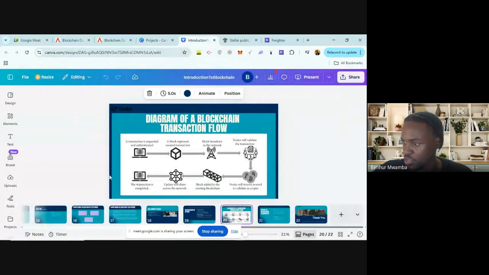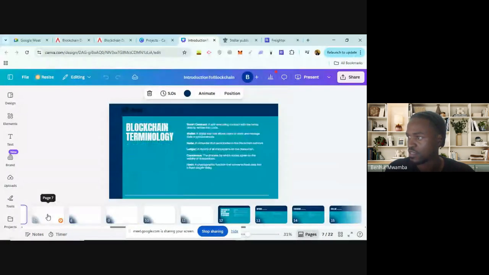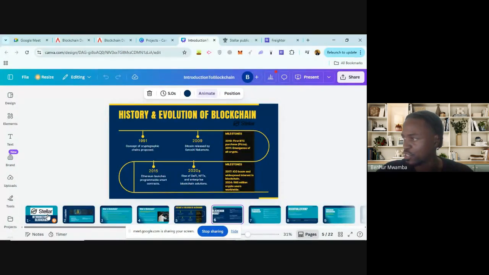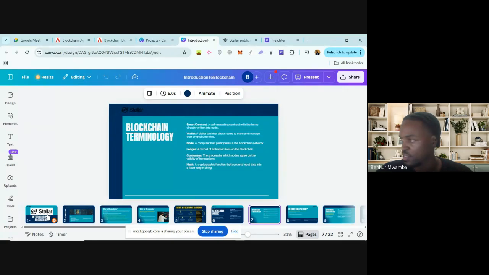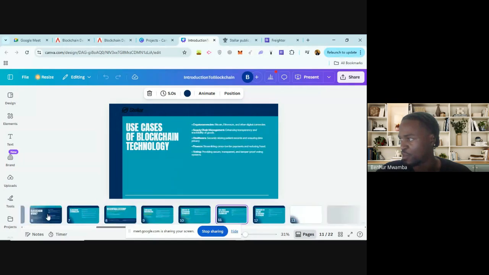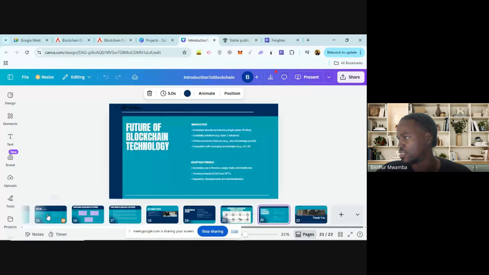So this is the slide that I'm talking about, Introduction to Blockchain. Here you're just going to see a bit of a history of how blockchain started, how it was created, and also how it works. Here it talks about the block structure, the header, transactions, and all that. So it gives you an overview of how blockchain works, the benefits of blockchain, and it's not too much information.